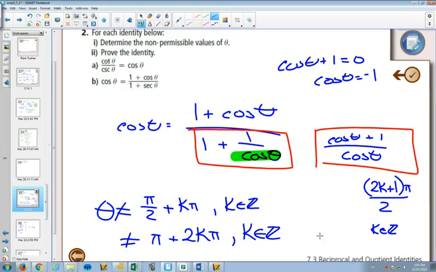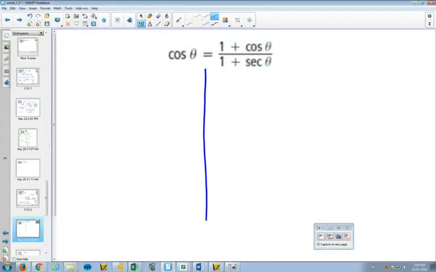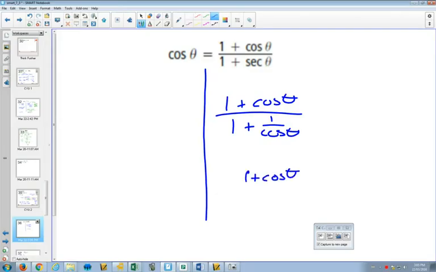So, part 2. Let's prove this one. What can we change? Secant theta. So we're going to have 1 plus cos theta over 1 plus 1 over cos theta. Make them both single fractions. 1 plus cos theta is already a single fraction because you can make it over 1. And on the bottom, if you have a common denominator of cos theta, you'll get cos theta plus 1 all over cos theta.